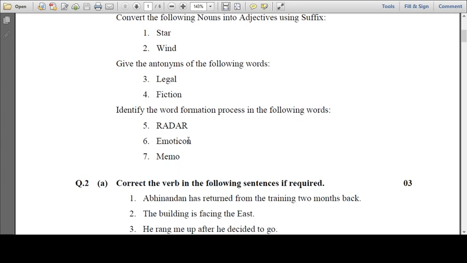You can say radar, emoticon, and memo. Identify the word formation process in the following words. Till then, I'm going to write the answer of legal and fiction. But till then, you just search this word. Identify the word formation process in the following words. First is radar, second is emoticon, and the number 3 is memo. So, what will be the word formation process?